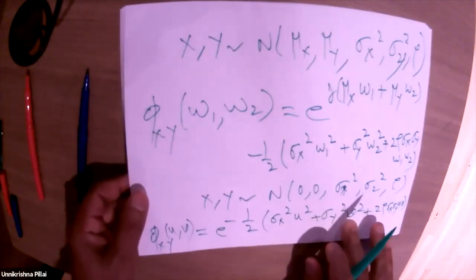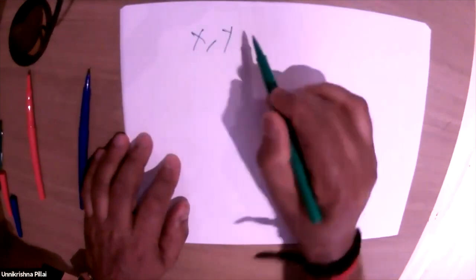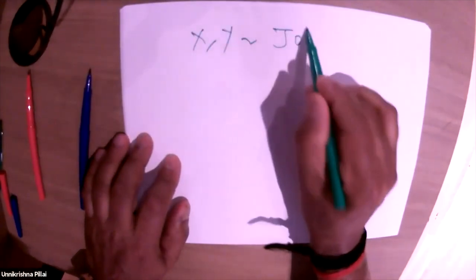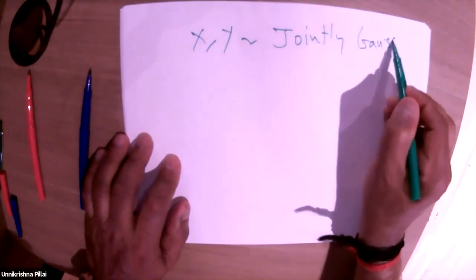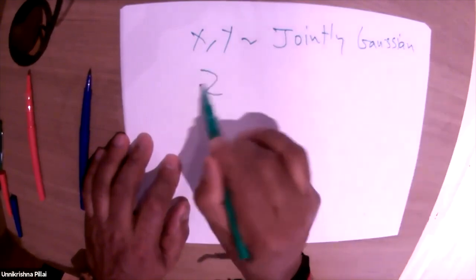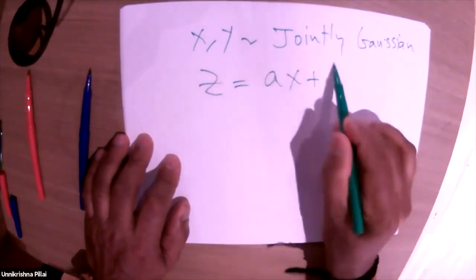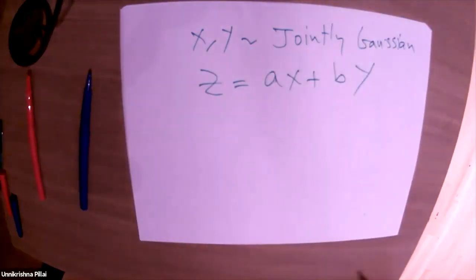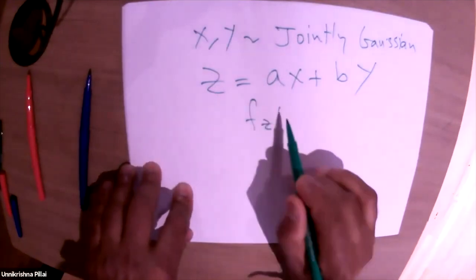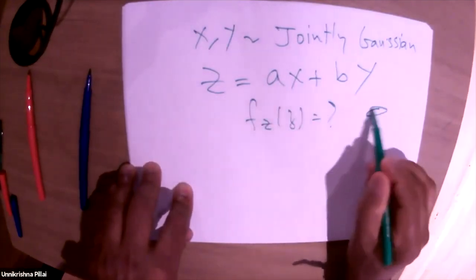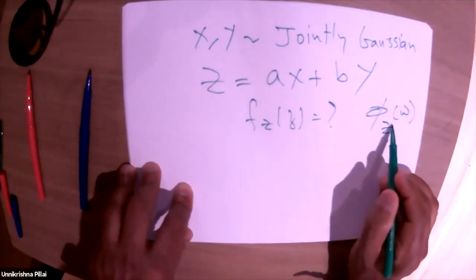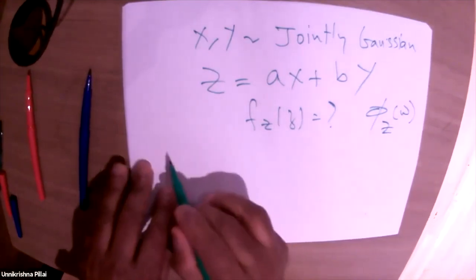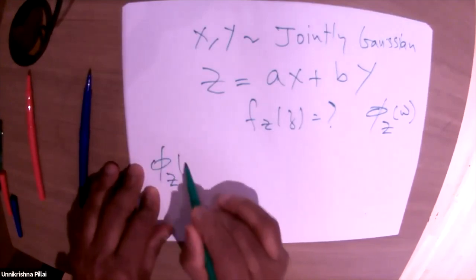So what is the use of this? Let me show you a quick use of this. Suppose x and y are jointly Gaussian. That means their characteristic function is as above, and I'm going to take a linear combination of them, Z equals ax plus by. And the question is, what is the density function of Z? So if I can find the characteristic function of Z, and if it looks familiar, we may be able to identify it.